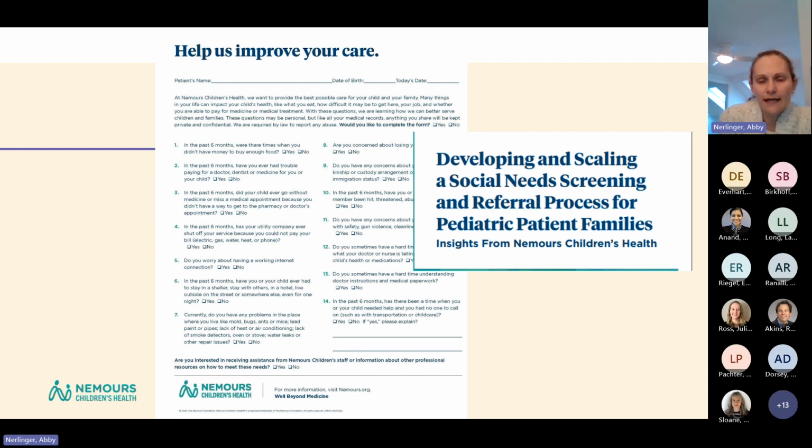I do want to highlight two important questions. The first one is, would you like to complete the form? So families can decline completing the form. And then the last question is, are you interested in receiving assistance from Nemours about other professional resources to meet these needs? So again, this is that differentiation. A family may identify a housing need, but they may not feel that they need resources to address this need in order to improve their health or well-being.